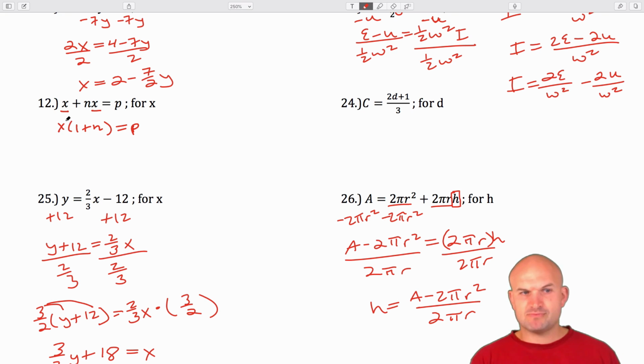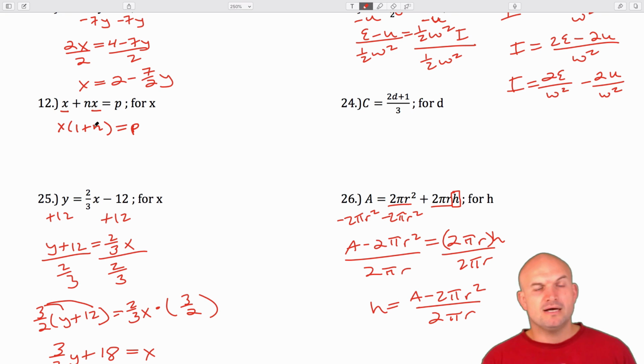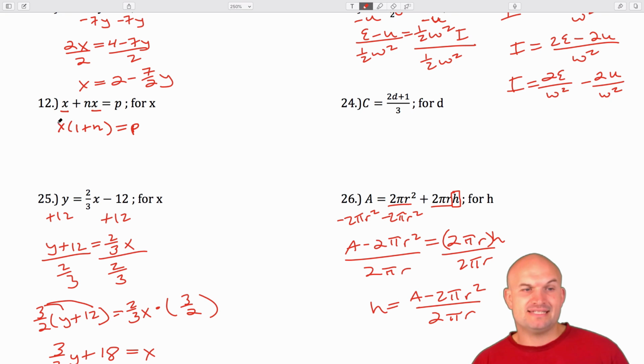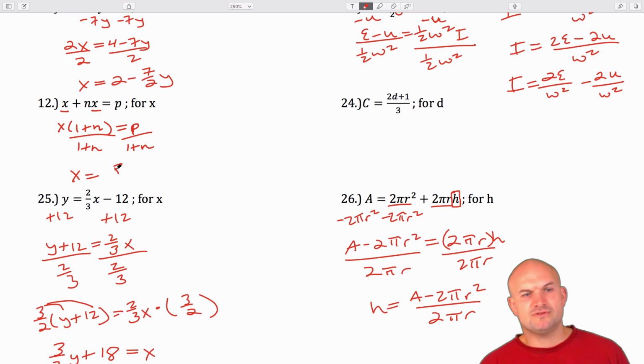This is still the same expression. If you distribute that x into both terms, you're still going to get the same expression, right? So now I see that my x is being multiplied by 1 plus n, or x times 1 plus n, right? So to solve for this, I just need to divide by the quantity, or the expression, 1 plus n. So I had x is equal to p over 1 plus n. And there you go.